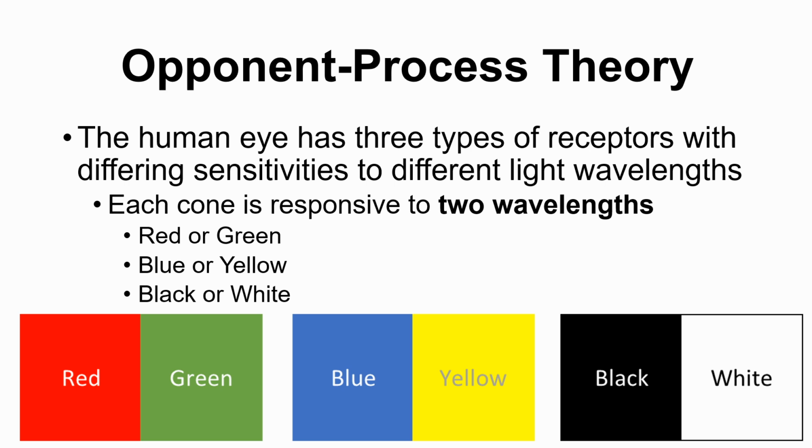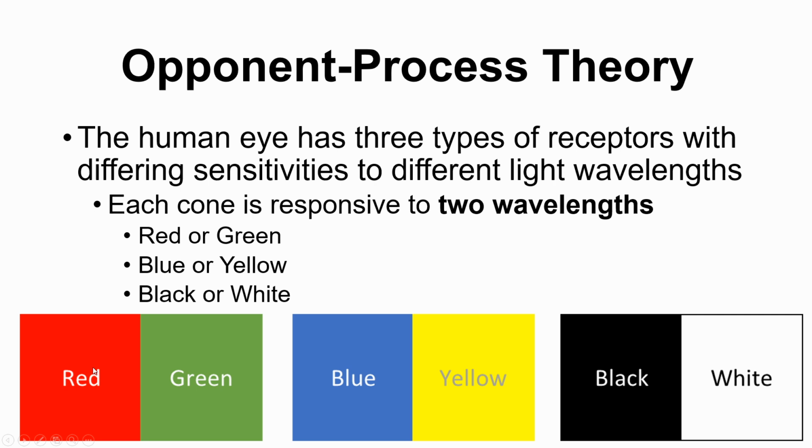So hearing has agreed that we have 3 different kinds of cones, but they've disagreed on the function of these different kinds of cones. So where this one differs is, instead of saying that each cone responds to either red or green or blue, each cone will respond differentially to 2 different wavelengths.